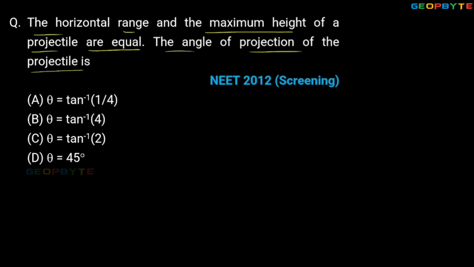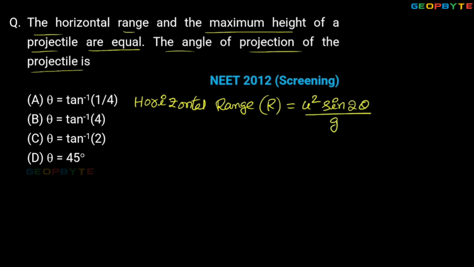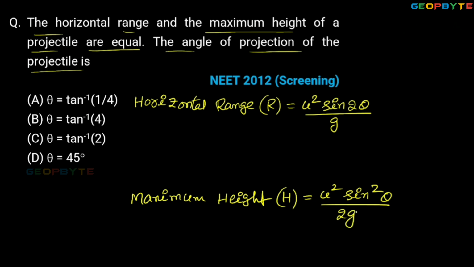For that, we should know the formula for horizontal range and maximum height. As you know, the horizontal range, generally denoted with R, is equal to u square sine 2 theta divided by g, whereas the maximum height h is equal to u square sine square theta by 2g. As you know, sine 2 theta is equal to 2 sine theta cos theta.